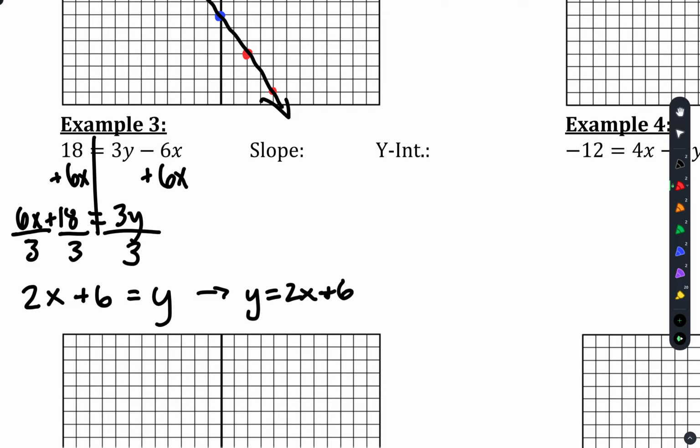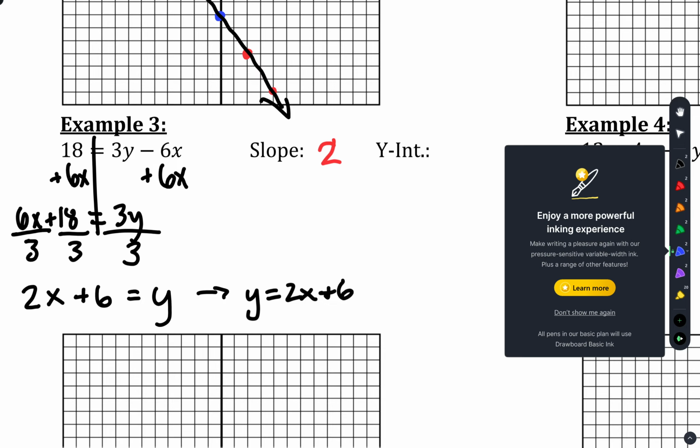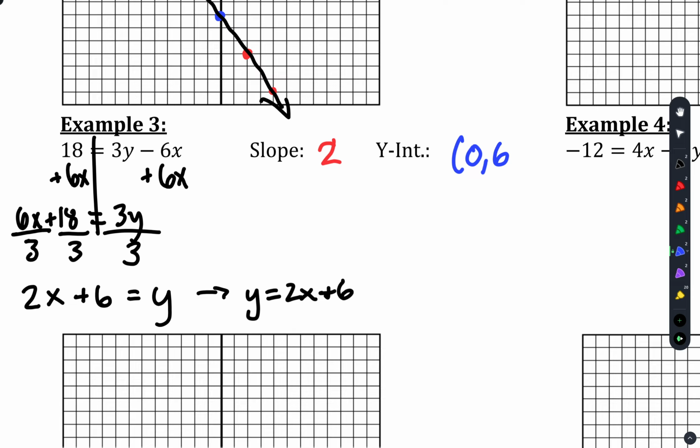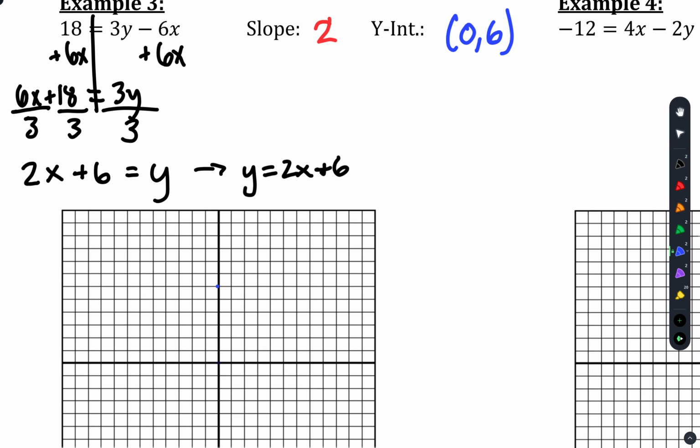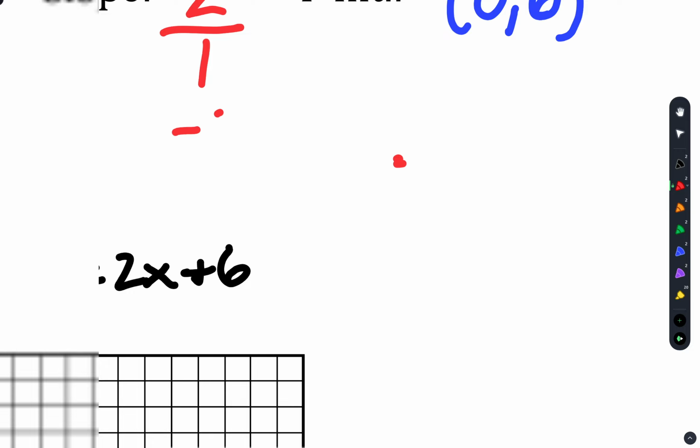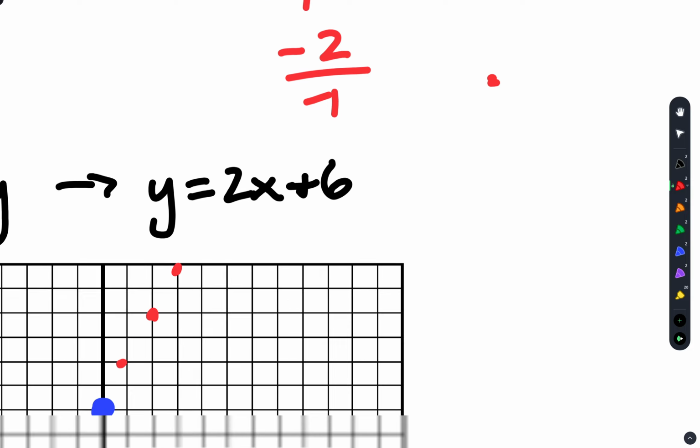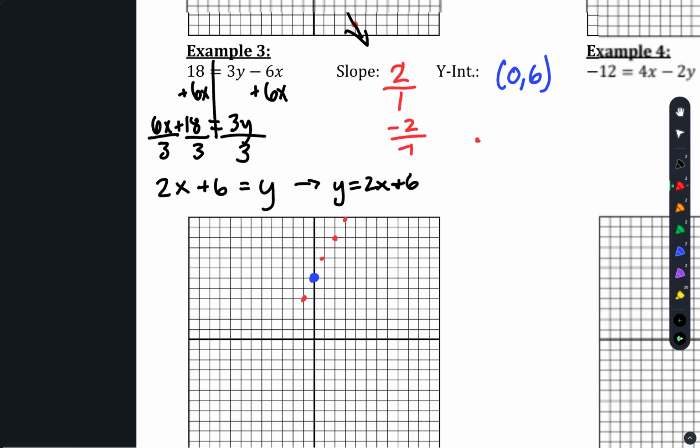What's the slope? What's the y-intercept? 0, 6. I plot my point at 6. I use my slope of 2. Can I write 2 as a fraction? What's 2 as a fraction? So that means I'm going up 2 over 1. Up 2 over 1. If I wanted to go backwards, flip both of those signs. Negative 2 over negative 1. Down 2, backwards 1.